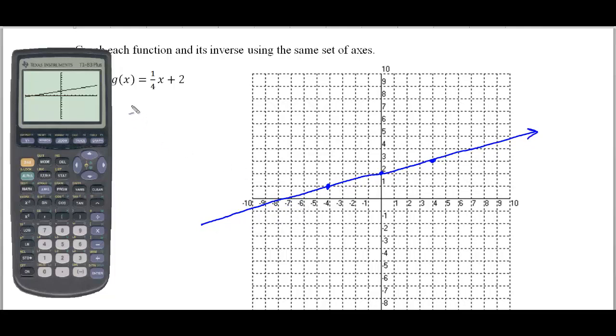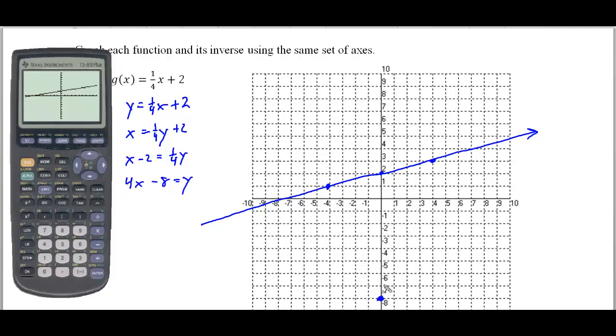Okay, now what I'm going to do is get my inverse. It says graph each function and its inverse, so we start off with y equals 1/4 x plus 2. I'm going to get my inverse equation by switching x and y. So this is x equals 1/4 y plus 2. Move the 2 to the other side: x minus 2 equals 1/4 y. Multiply everything by 4: 4x minus 8 equals y. And there's my equation. Now this is going to give me a start at -8 if you're using slope and y-intercept, and this is going to rise 4 and run 1.